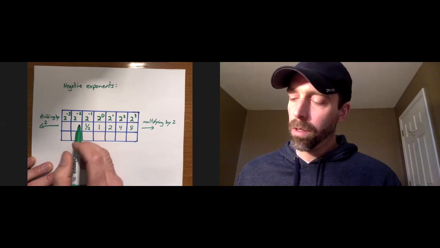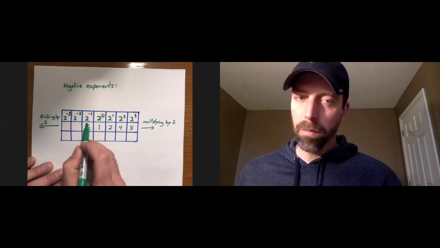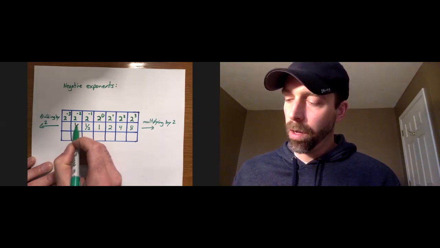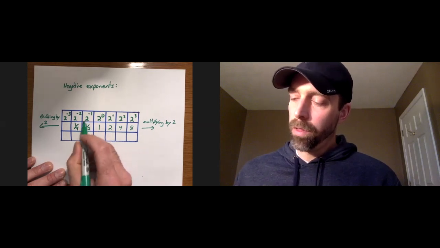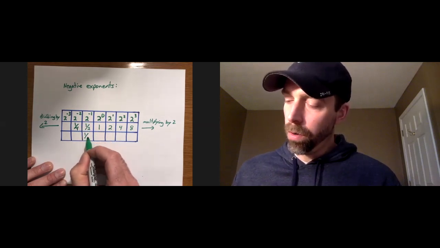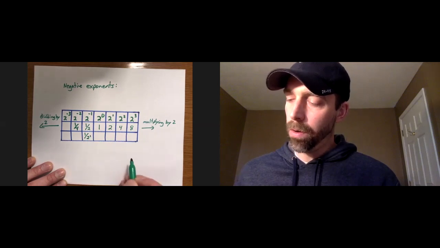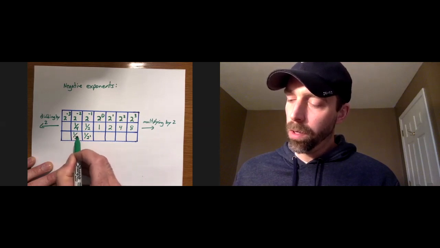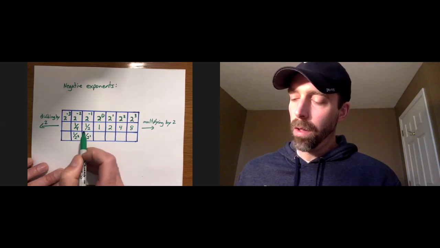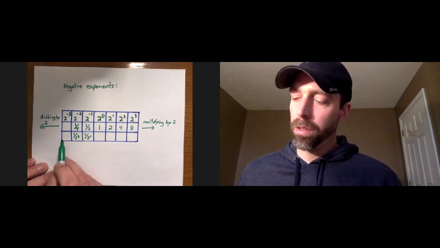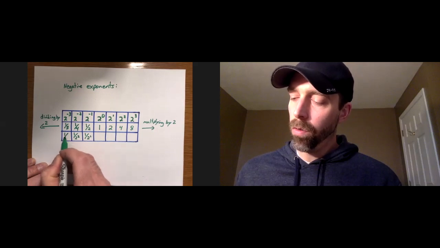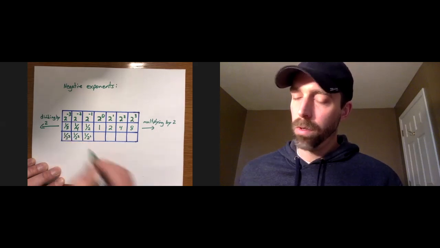So 2 to the negative second power would be 1/2 divided by 2. Well, 1/2 divided by 2 is 1/4, okay? So another way of thinking about 1/2 is 1 over 2 to the first power, okay? 1/4 is 1 over 2 to the second power. All right, now let's work this way. What's 1/4 divided by 2? Well, 1/4 divided by 2 is going to be 1/8, which is 1 over 2 cubed, okay?